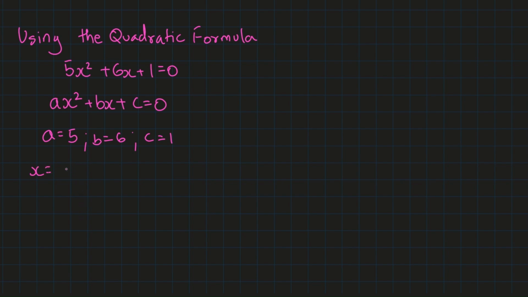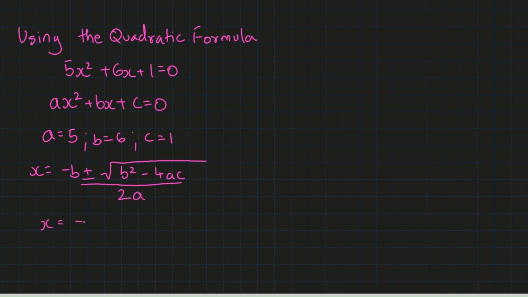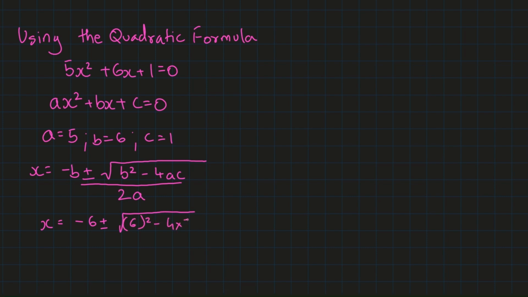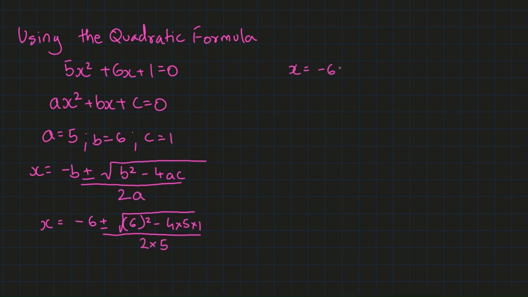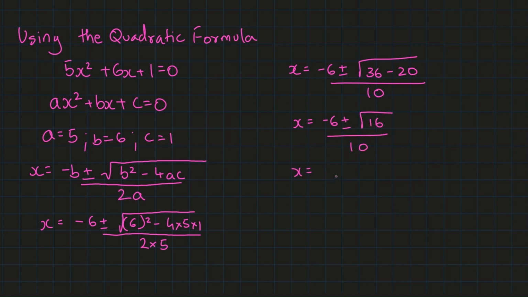Now we substitute these values in the formula, that is minus b plus minus under root b square minus 4ac upon 2a. We write it as minus 6 plus minus under root 6 the whole square minus 4 into 5 into 1 upon 2 into 5. We get x is equal to minus 6 plus minus under root 36 minus 20 upon 10. Minus 6 plus minus under root 16 upon 10.